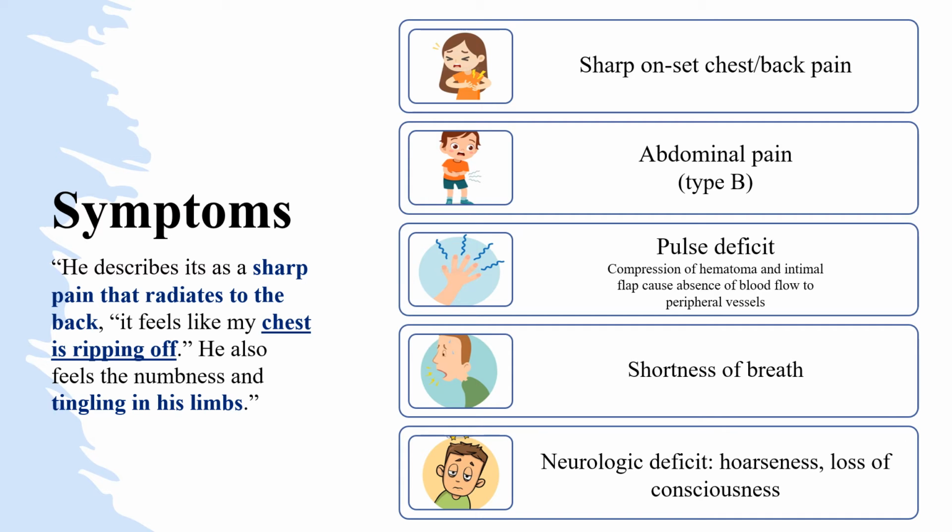And if you remember, the false lumen tends to be bigger than the true lumen, so it can compress the true lumen, which stops the blood flow to the peripheral vessels, leading to pulse deficit. And if nearby organs, such as your kidneys, don't receive enough oxygenated blood to function, it can lead to organ ischemia. The same mechanism applies to your brain. If your brain doesn't receive enough oxygenated blood to function, it can lead to neurologic deficits like hoarseness or loss of consciousness. In patients with cardiac tamponade, the heart cannot pump blood sufficiently, so that can affect the gas exchange within the lungs due to the poor blood circulation.